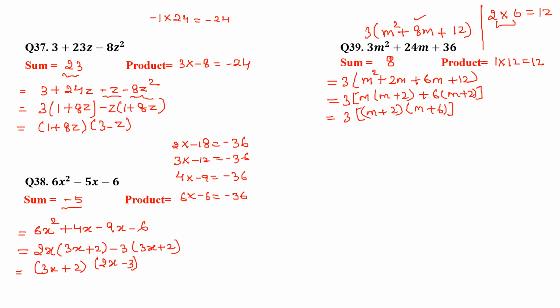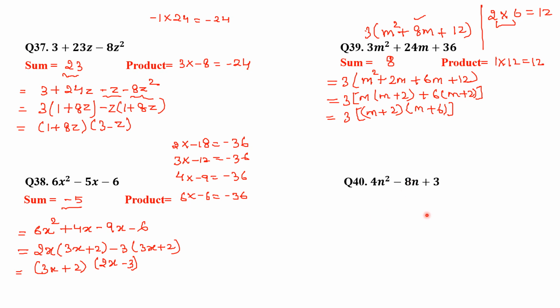Now you can factorize this without taking 3 common also. But then what will happen is, once you factorize, in one of the expressions you will get 3 common and then you have to take it out. So like that also you can do. But if I have taken 3 common here, my factorization becomes easier. Okay. Now moving to next question.